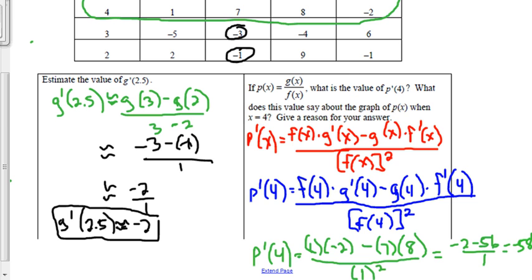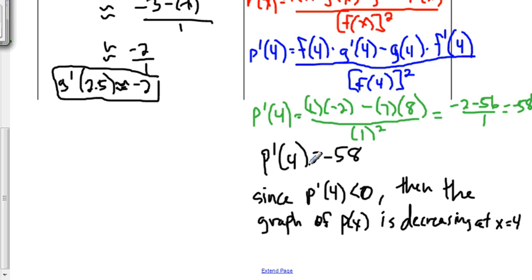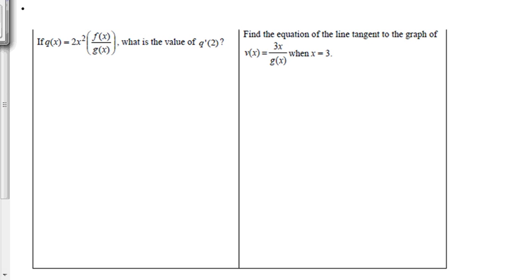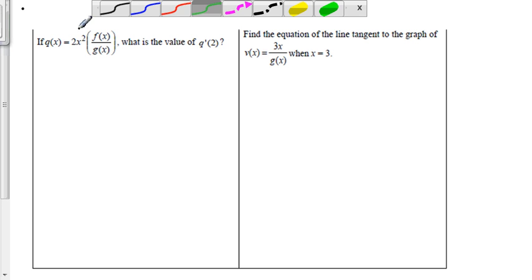So that's what the derivative is when x equals 4. And since we know that it's negative, so since p prime of 4 is less than 0, then the graph of p of x is decreasing at x equals 4. All right, just 2 more questions, and we're done with day 20 notes. 2 more questions, still using that table up above.